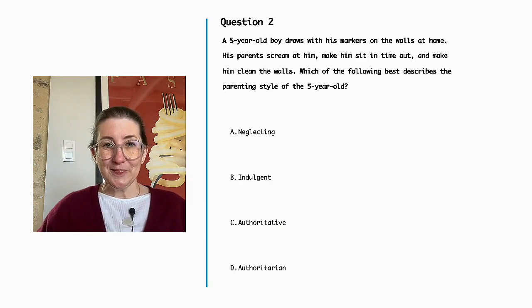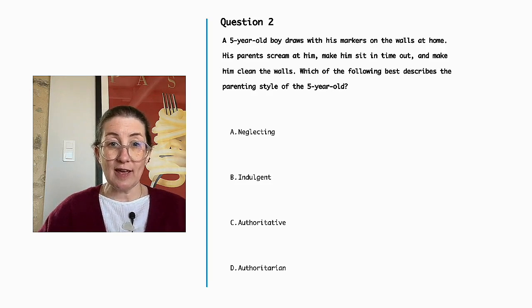Question number 2. A 5-year-old boy draws with his markers on the walls at home. His parents scream at him, make him sit in timeout, and make him clean the walls. Which of the following best describes the parenting style of the parents? Neglecting, indulgent, authoritative, or authoritarian? Neglecting refers to a lack of attention and involvement in the child's life, which is not evident here.